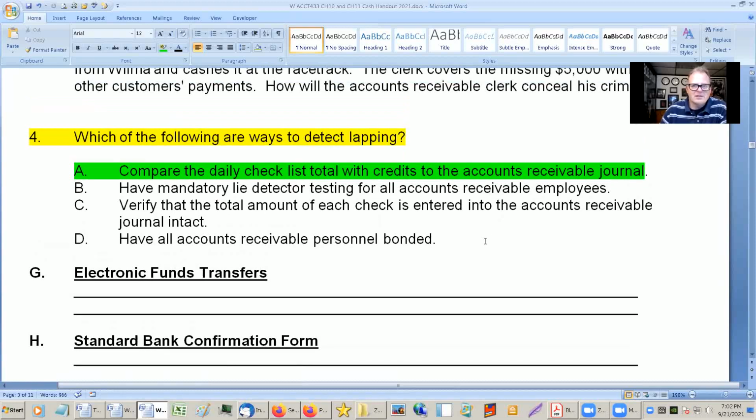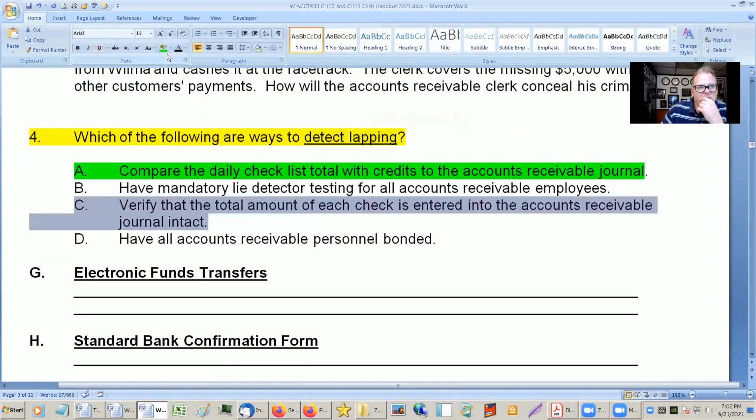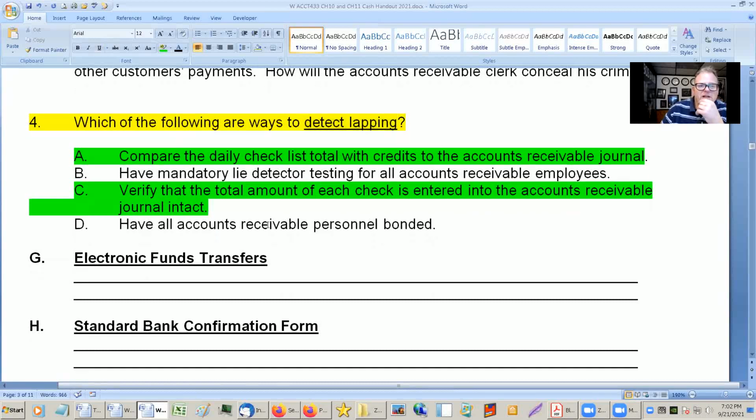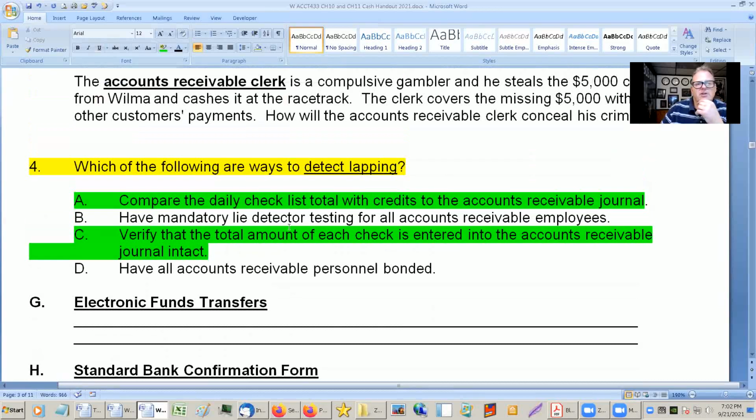There's one other one that's a little bit tricky. Well, is it the D? D, they probably would be bonded, but notice the D is not going to find fraud. Now, should they be bonded? Yeah, they absolutely should be bonded. But this is to detect the lapping. Okay. Is it C, verify? Yep, this one. So verify each check is entered in the accounts receivable journal intact.